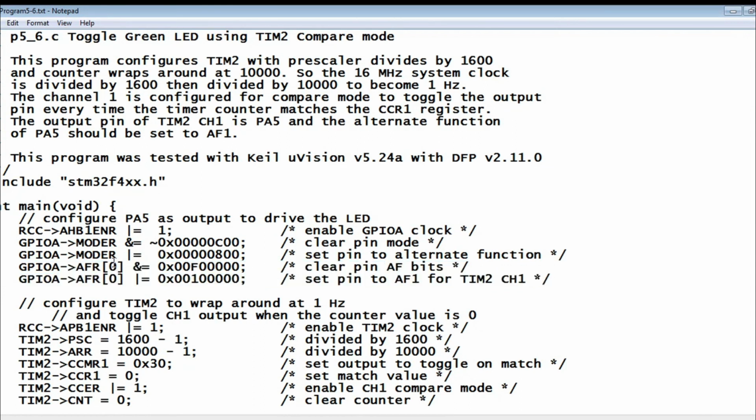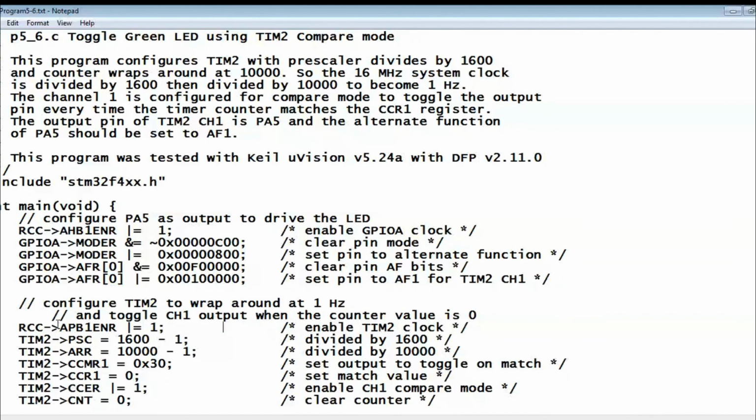So 0 stands for AFR low and 1 stands for AFR high. Here, since I am going to configure PA5, you need to configure the AFR low register. Low register is represented by this 0. If you want to configure bit number 8 to 15 alternate functionality, you need to configure AFR 1, that is AFR high.